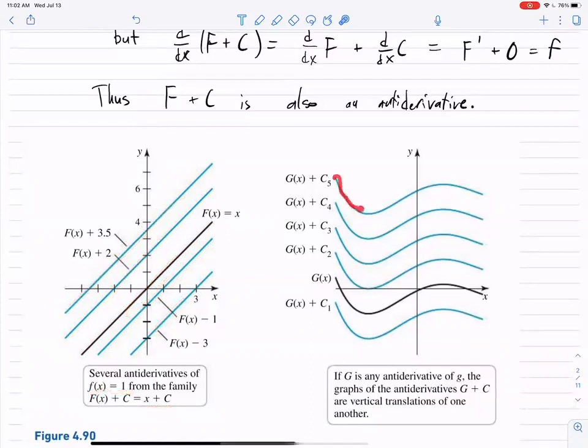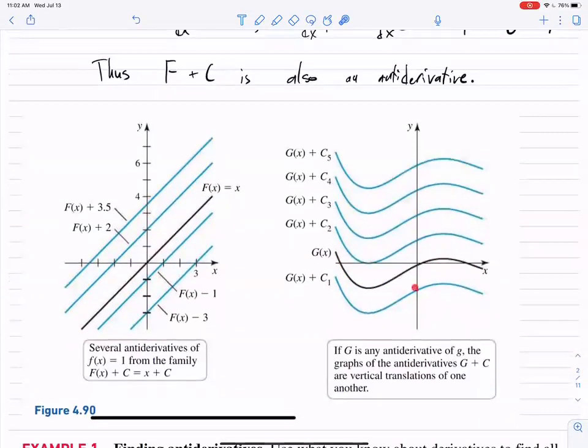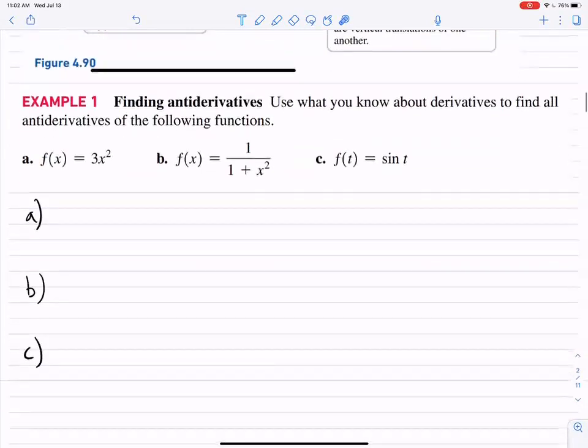Similarly, if you had capital G of x being this squiggly function right here, then all of these guys have the same exact slopes at every point, right? The tangents are all the same at all points. They just differ by a constant. And so this is a family of antiderivatives, and they're all just vertical translations of each other, which is true for all of these. If you just vertically translate or add a constant, they're all the same. And so let's do lots of examples of finding antiderivatives.